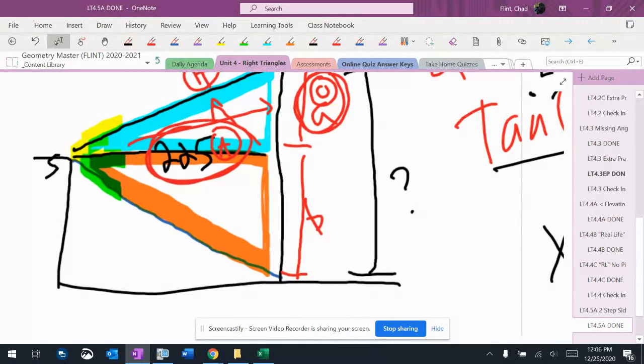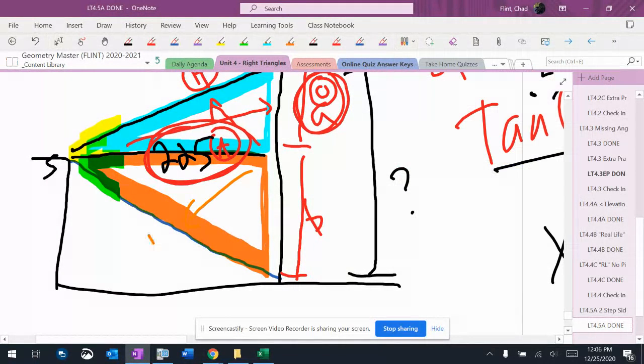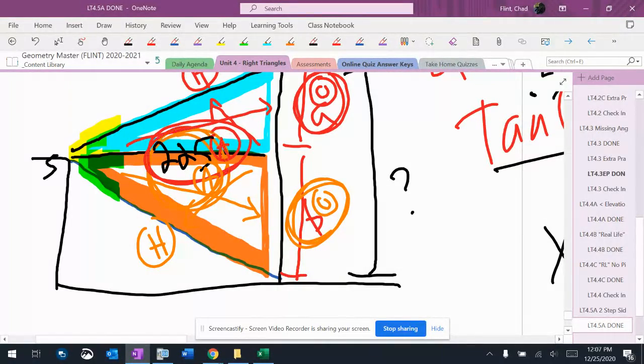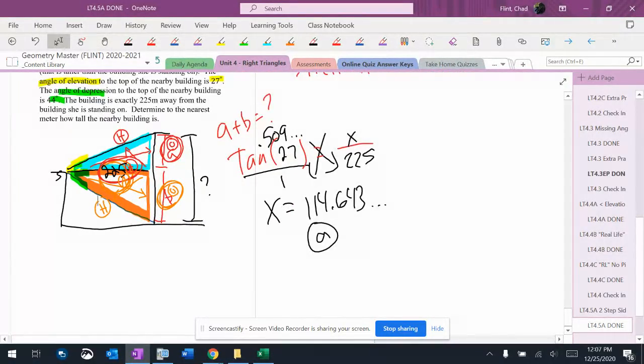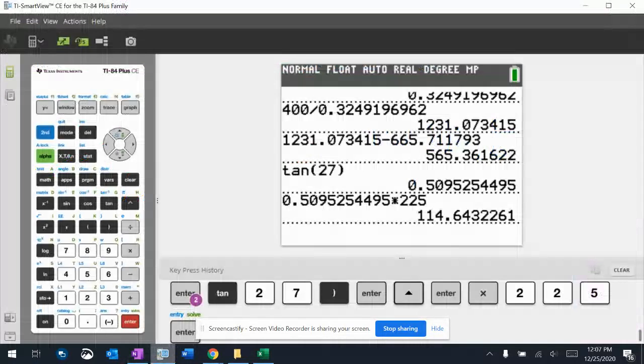So now for B, I have to use the orange triangle here. So hypotenuse, opposite, adjacent. I need to know the opposite. I know the adjacent. So it's going to be another tangent problem. So tangent, the angle is 44. The adjacent is 225, and I don't know the opposite.